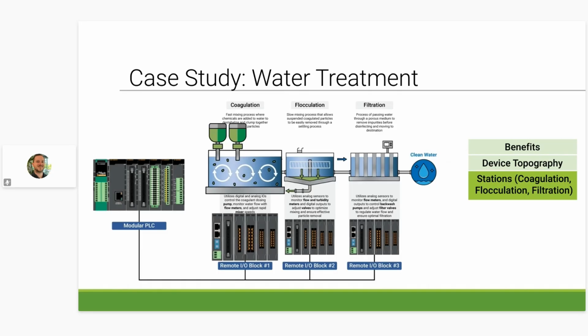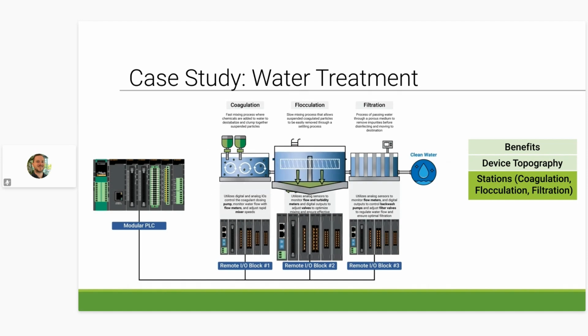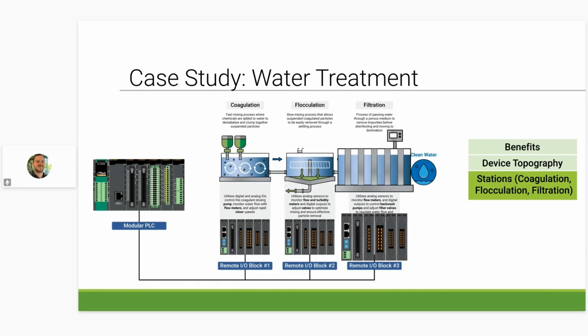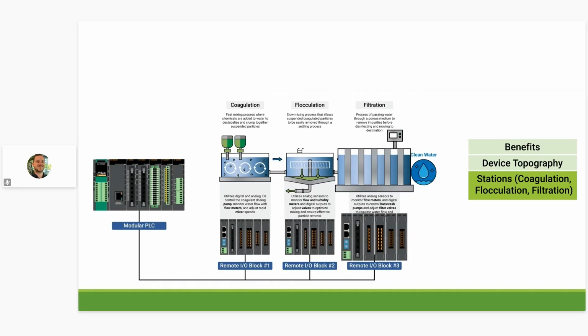The first station is the coagulation station, which will use digital and analog I/O from the remote I/O to control pumps, motors, and mixer speeds. The next station is the flocculation station, which will utilize analog sensors connected to the remote I/O to monitor flow and turbidity meters as well as digital outputs to adjust valves. Then finally, the filtration station, which will utilize analog sensors on the remote I/O to monitor flow meters as well as digital outputs to control pumps.